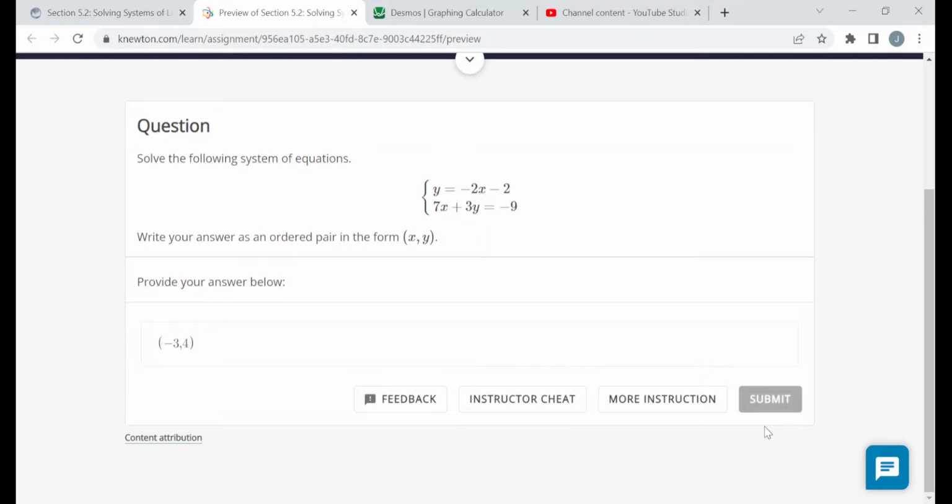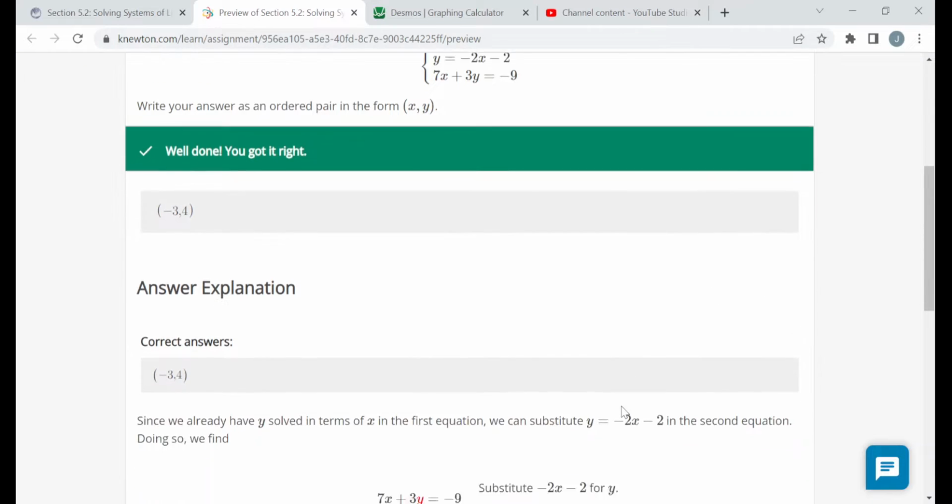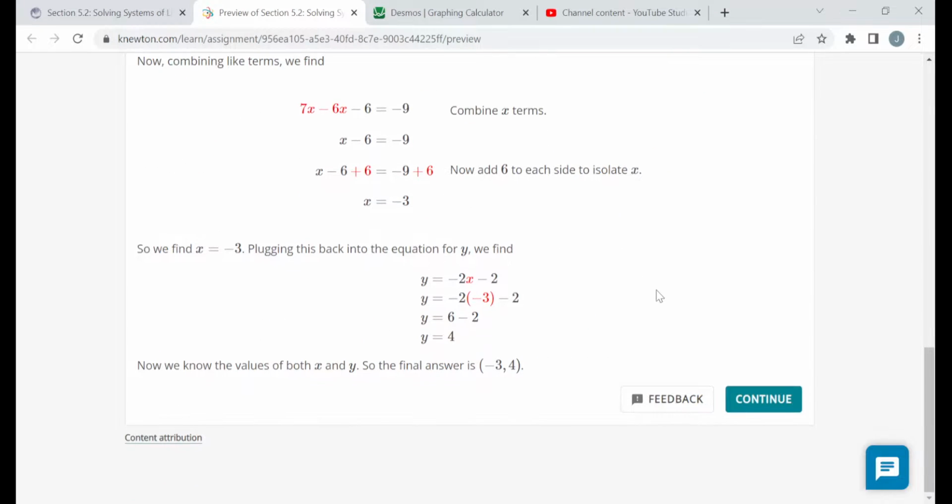Now after you submit an answer, you'll be told if you're right or wrong, and then be given some sort of answer explanation. Please read through the answer explanations just to make sure you understand why something was right or wrong, and then hopefully you can use that and learn from your mistakes for future questions.